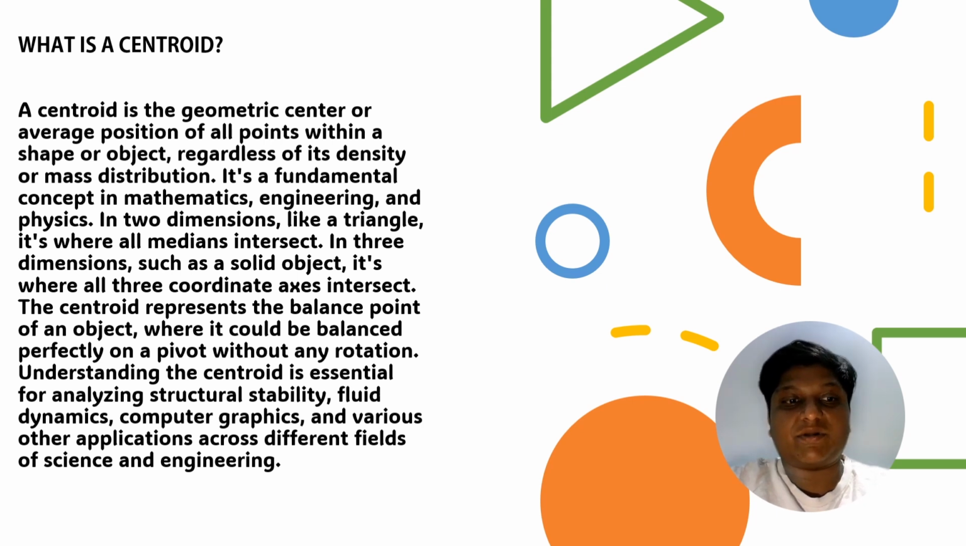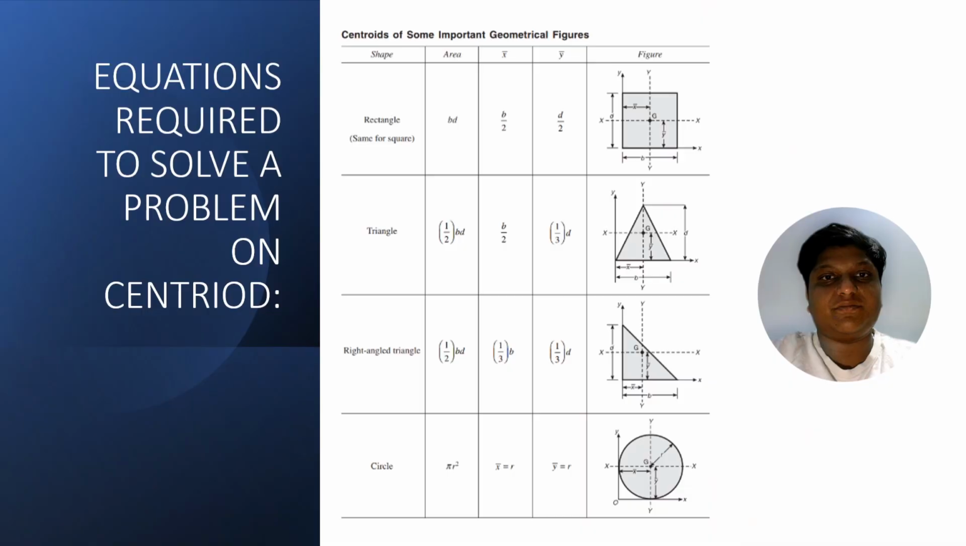The centroid represents the balance point of an object, where it could be balanced perfectly on a pivot without any rotation. Understanding the centroid is essential for analyzing structural stability, fluid dynamics, computer graphics, and various other applications across different fields of science and engineering.